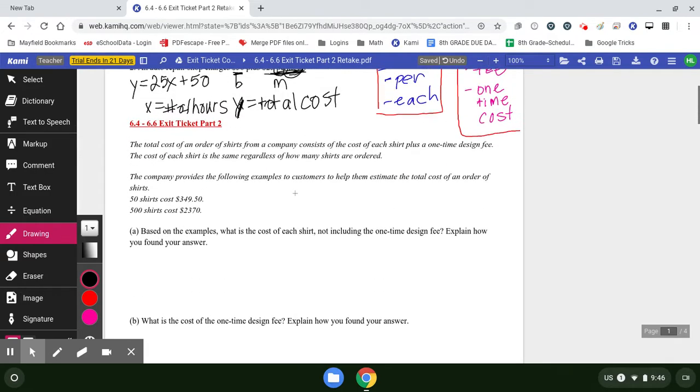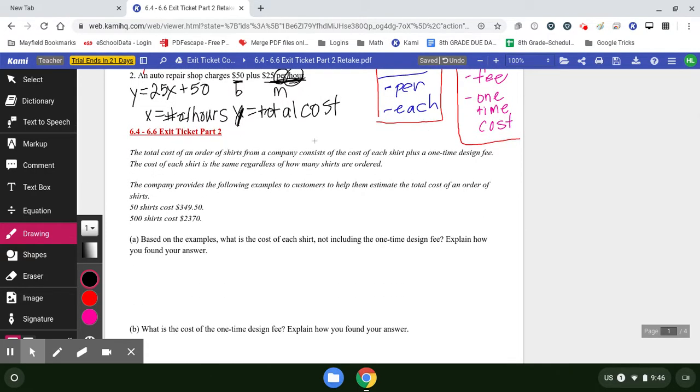The first problem example that I have here, besides the ones at the beginning that were quick, is the actual exit ticket that you did. So the total cost of an order of shirts from a company consists of the cost of each shirt. See that word each there? Talking about rate here, m, plus a one-time fee, a design fee. So there's your b. The cost of each shirt is the same regardless of how many shirts are ordered. So we're looking for an m and we're looking for a b.